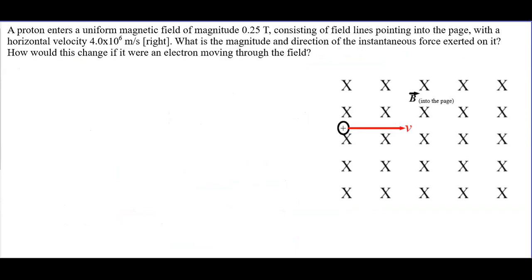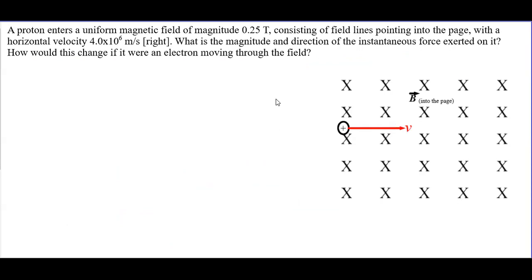Suppose you have a proton. It enters a uniform magnetic field of magnitude 0.25 teslas. Just as a heads up, all of your magnetic fields are going to be uniform. You're not going to have a changing magnetic field for most of these questions, because a lot of the time that will involve calculus, and you're not there yet.